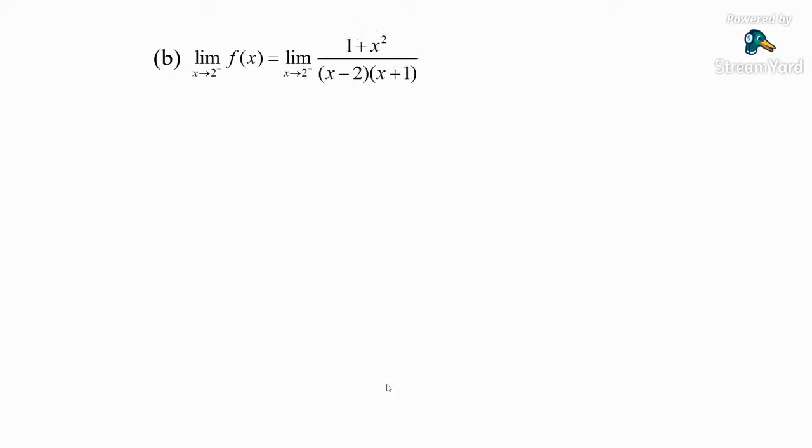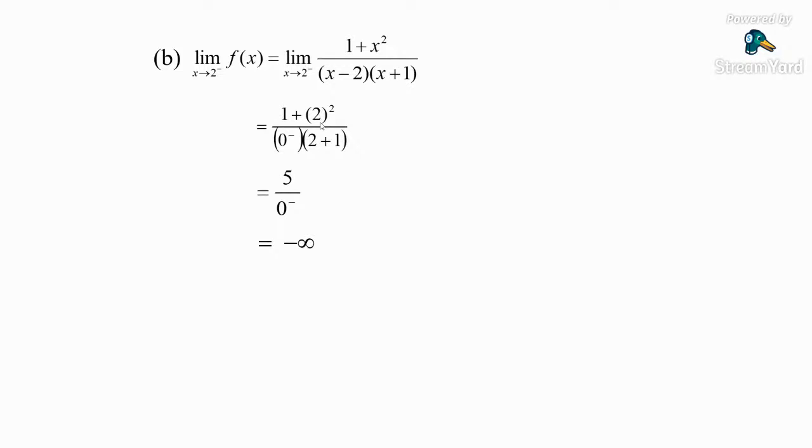So the limit as x approaches 2 for f(x) = (1 + x²) / ((x − 2)(x + 1)). Okay, so substitute x with 2 first. You're basically going to get 1 plus 2 squared, so this is 5 over 0 times (2 + 1), so 3. So we got 5 over 0, so this is definitely infinity.